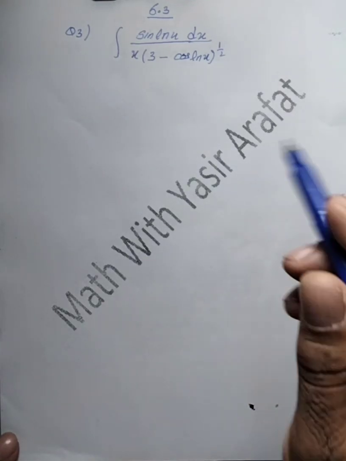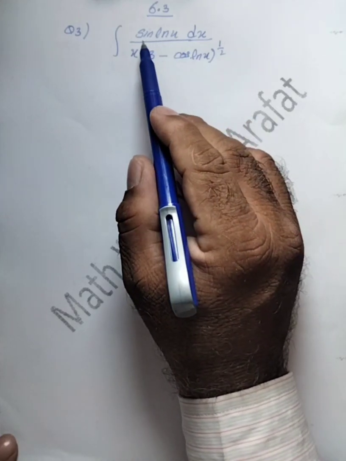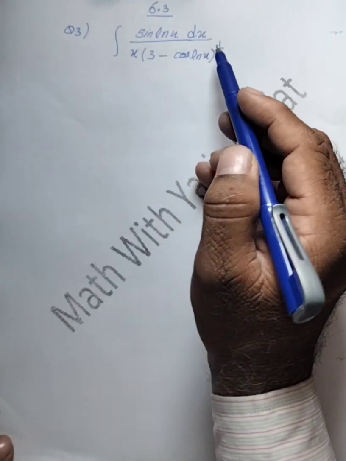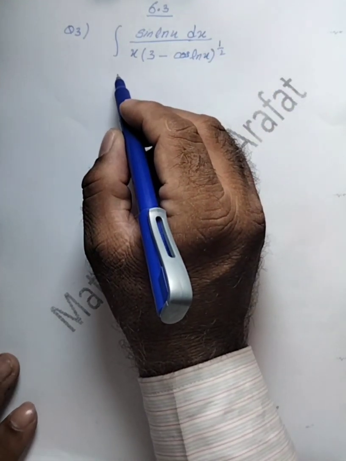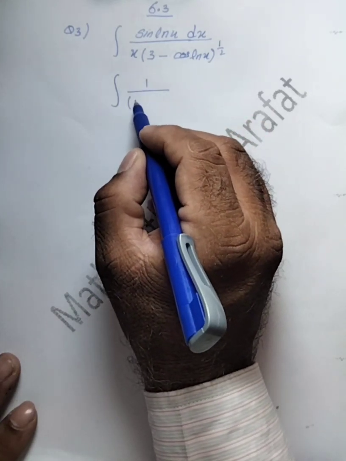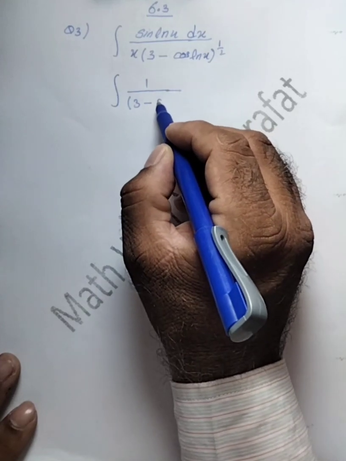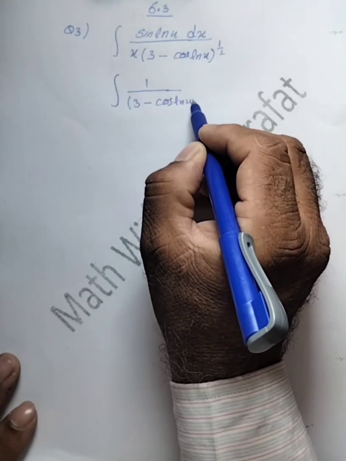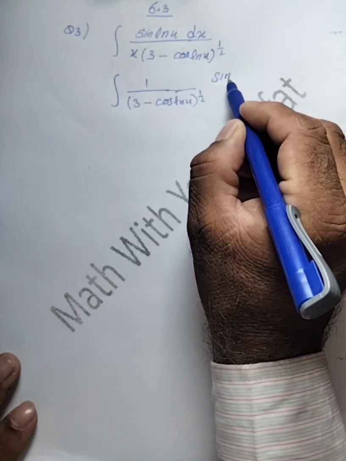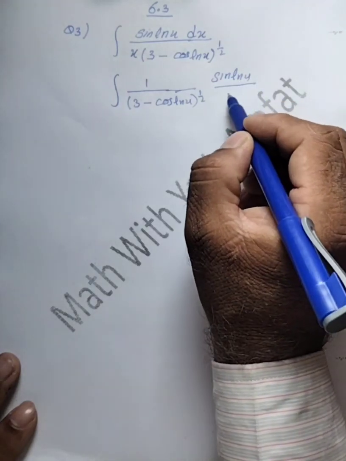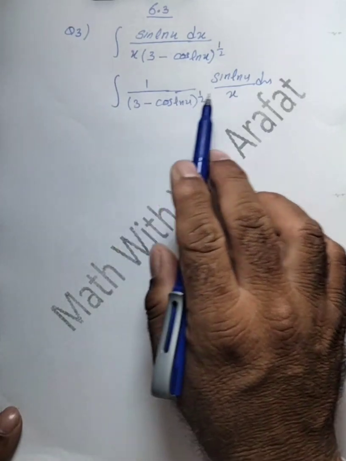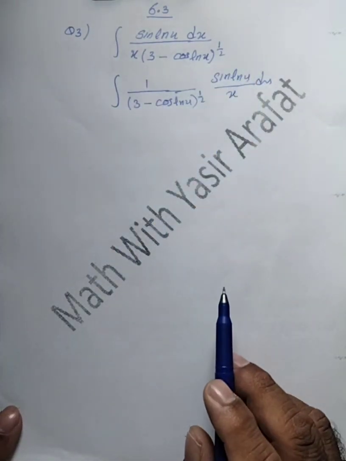We are going to discuss a very important integration, that is sin(ln x) dx over x times (3 minus cos(ln x)) to the power half. So the function with derivative is given here. First we have to separate that one. So 1 over (3 minus cos ln x) to the power half, and sin(ln x) over x of dx. So this is the function and this is its derivative. We have to separate here.